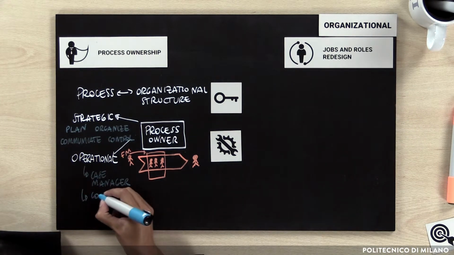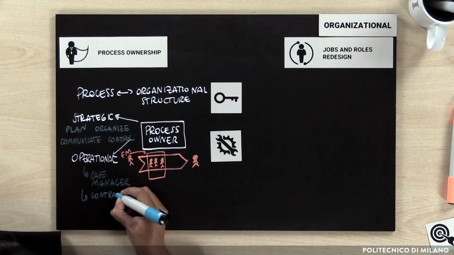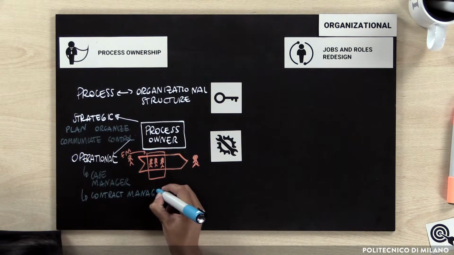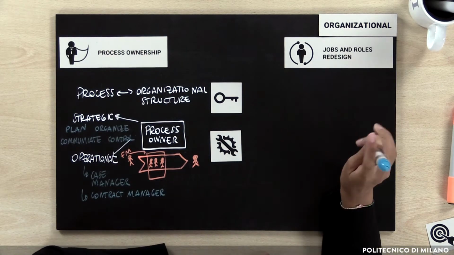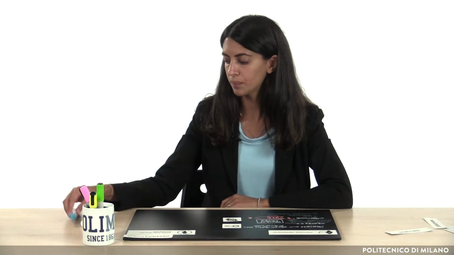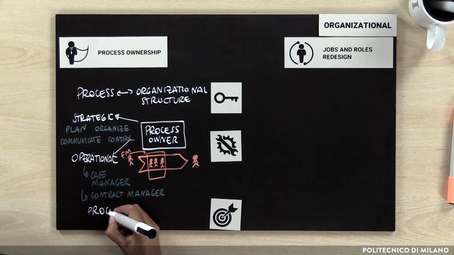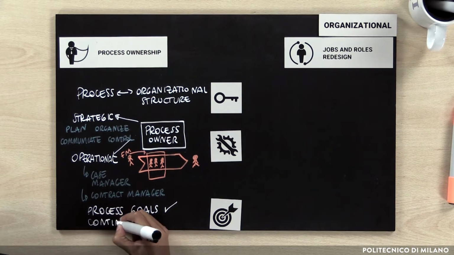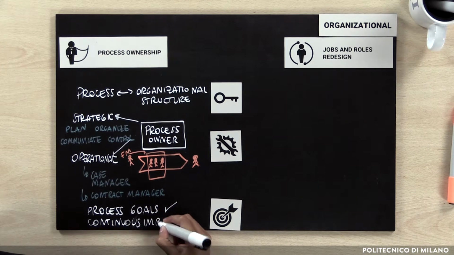Or the contract manager, who is responsible of the performance of the single contract or product going through design and production process until the delivery to the final customer. To conclude, the process ownership principle helps the achievement of process goals and allows the continuous improvement.